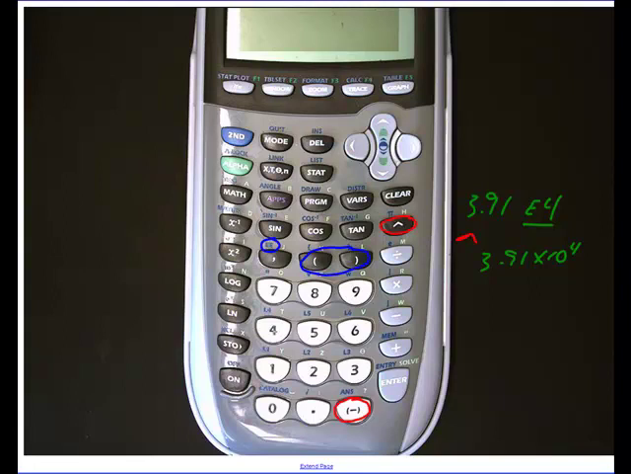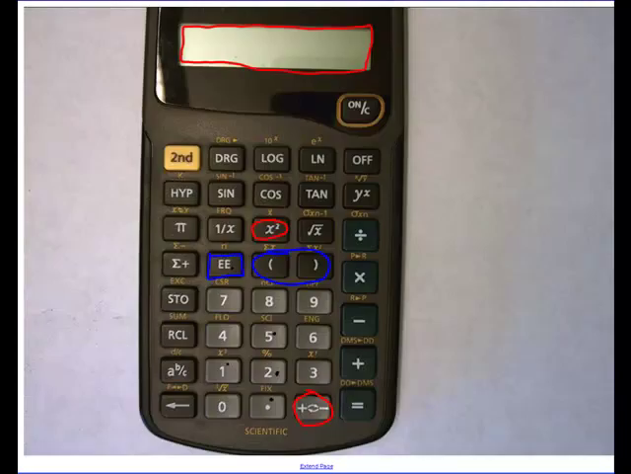Now, the reason we want to use these is because your calculator follows a particular order of function. The order of function is it's going to multiply and divide first, and then add and subtract. And it's going to do that automatically unless you tell it the order that you want.